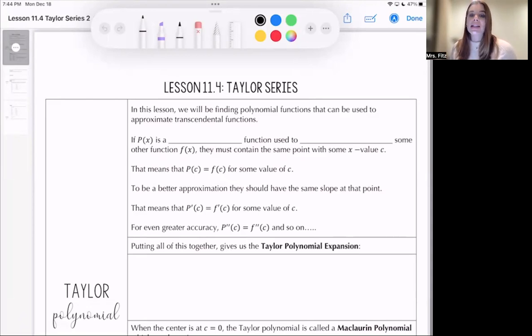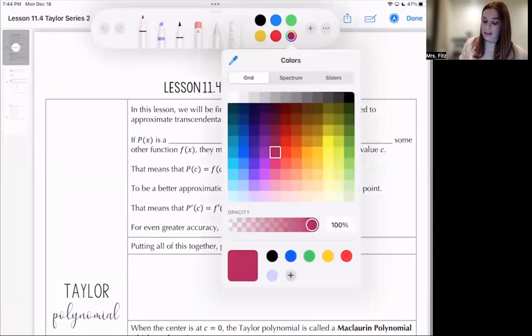In this lesson, essentially what we're going to be doing is finding polynomial functions that can be used to approximate transcendental functions. Examples of transcendental functions would be your e to the x function and your natural log of x function. Okay, so let's get started.